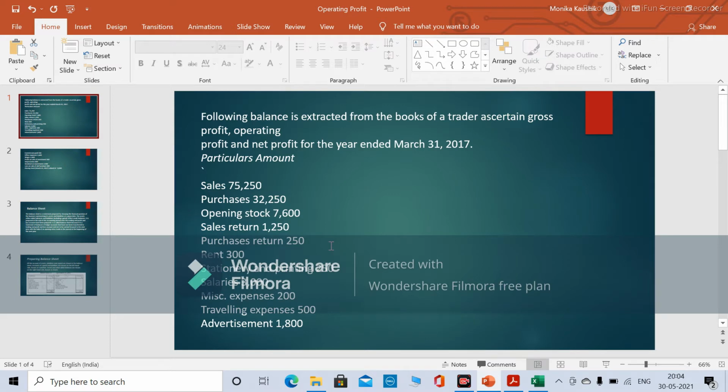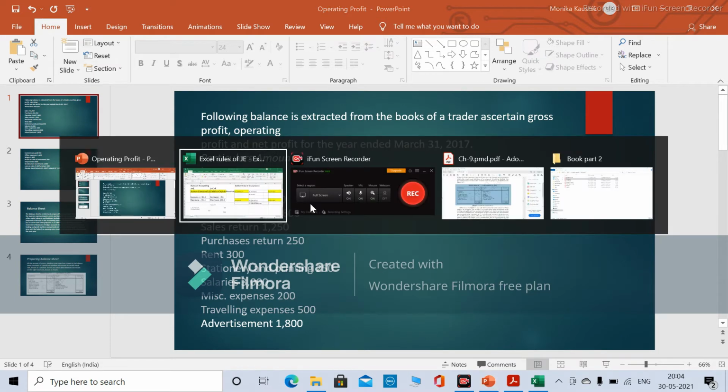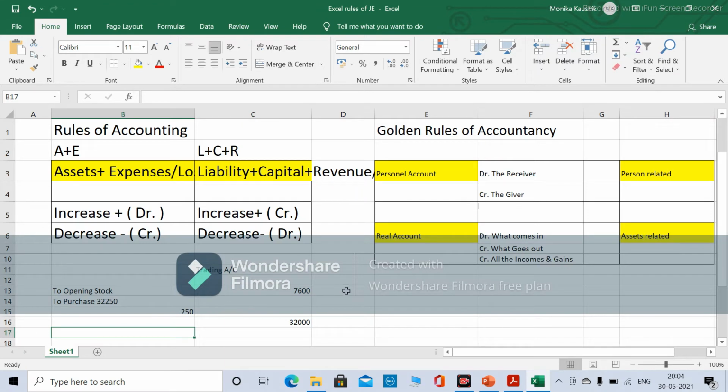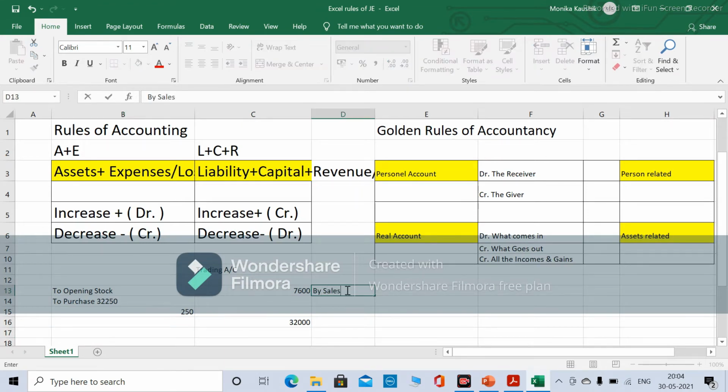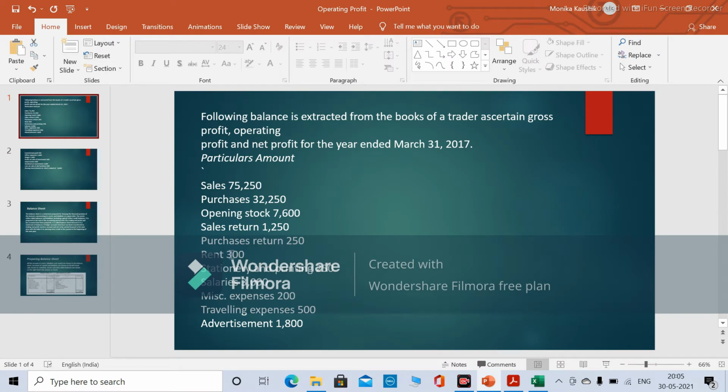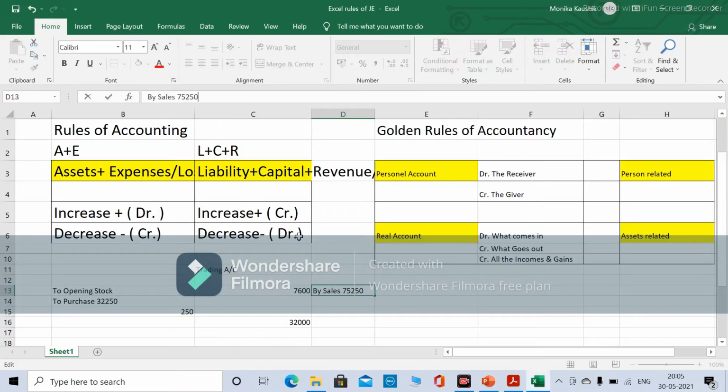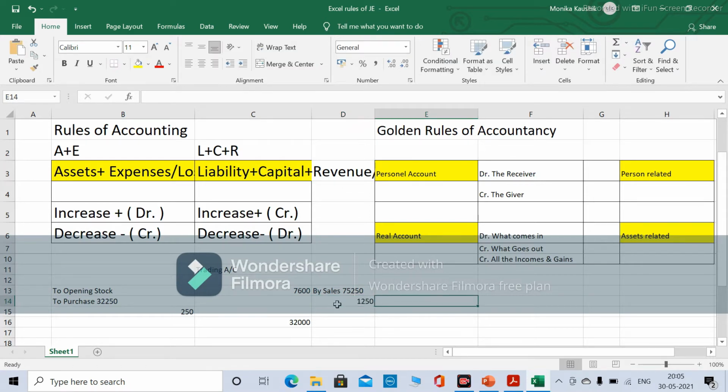Now the next one is sales. Sales we always take on the credit side, by sales. This is the revenue. Again, we'll have to check whether sales return is given or not. Sales return is also given. Sales is 75,250. Now let's find out where sales return is. This is 1250. So the total sales would be 74,000.